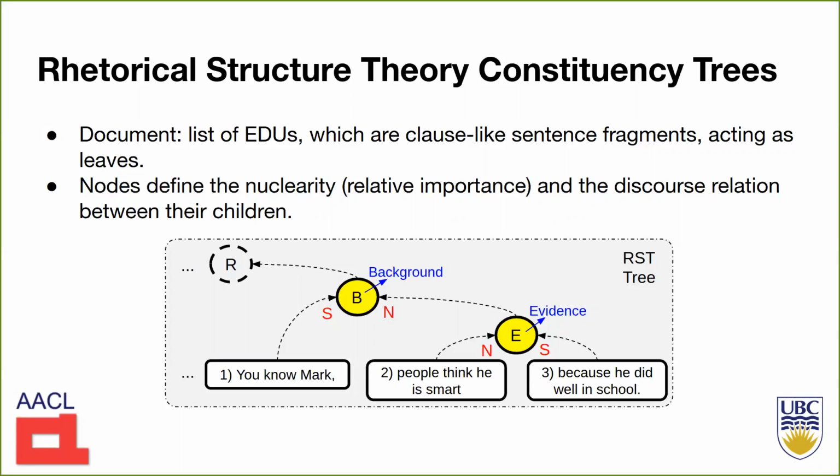Each node in the tree denotes the nuclearity, being the relative importance, and the discourse relation between its children. In the example provided, there is a discourse relation background between the first EDU and the union of EDUs 2 and 3. EDU 1 is the satellite of that relation, whereas EDUs 2 and 3 are the nucleus.